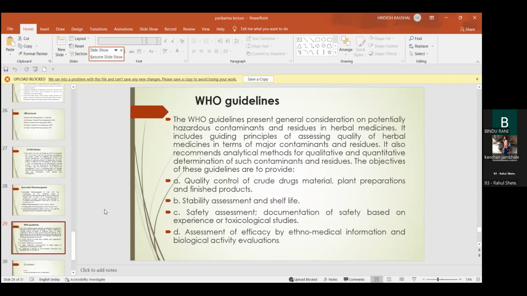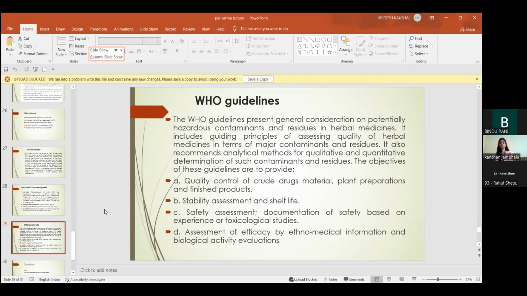To set all these things, we are following the WHO guidelines. WHO guidelines presently consider the potentially hazardous contaminants. As we know, if herbal medicines or herbal products are contaminated, they will give side effects. So WHO focuses on the contaminants and hazardous residues which may be present in herbal medicines.